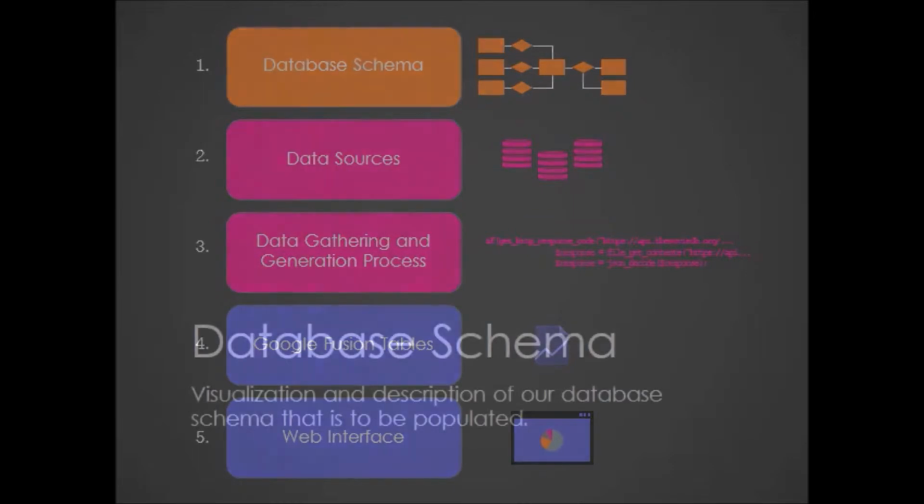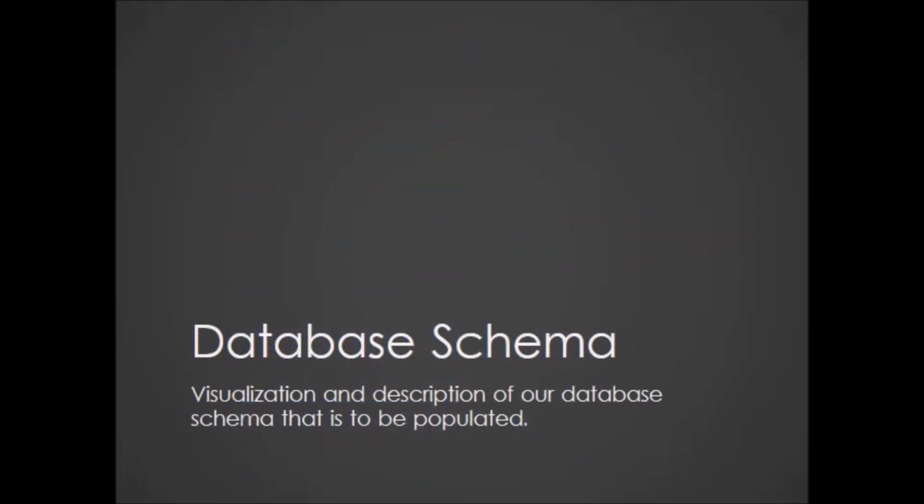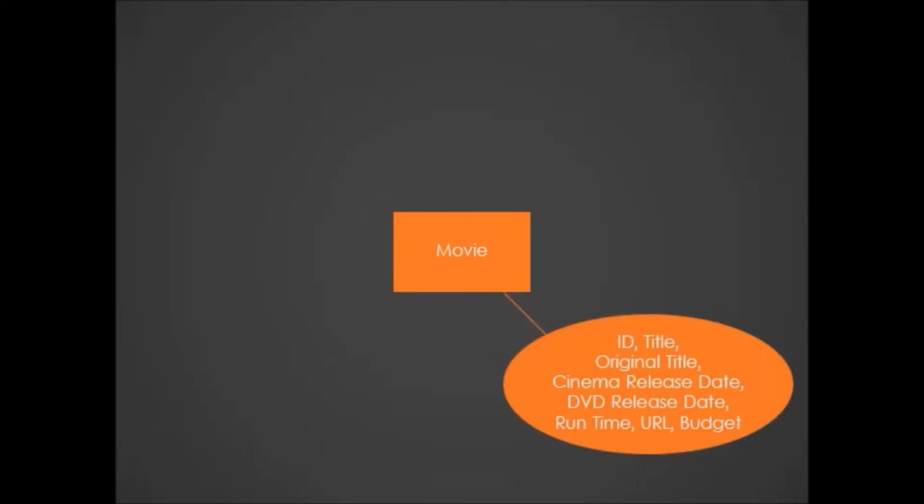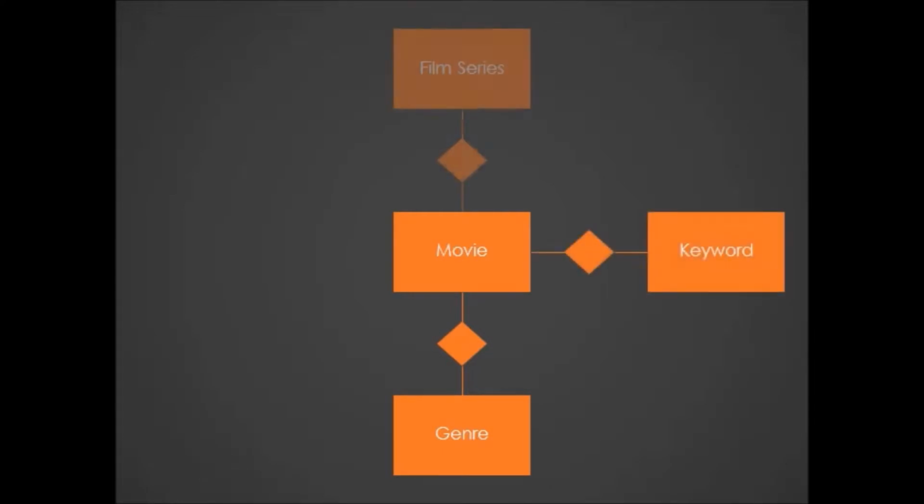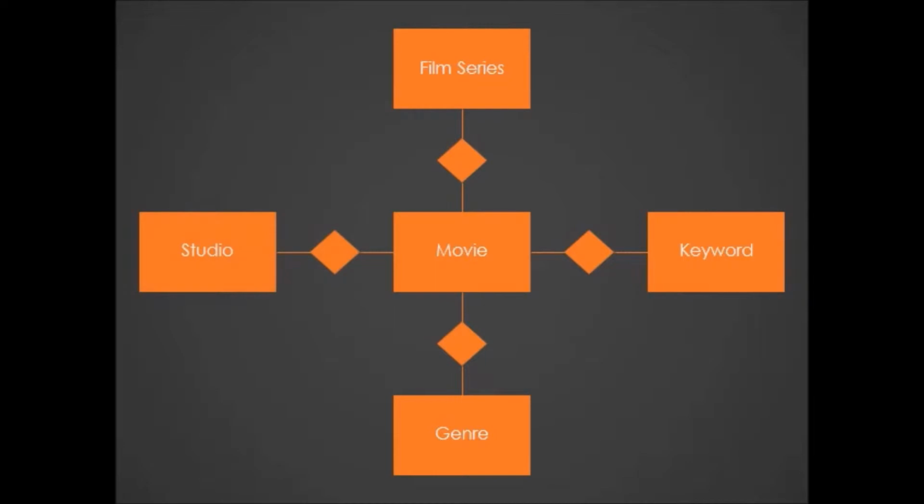So let's start with the introduction into our database schema. The first core entity of our schema is the movie. A movie has numerous attributes, describing it in detail, like its title, but also the release dates and its runtime. Note that we will only show the most relevant attributes in the remaining parts of the presentation. Besides that, each movie can have a set of genres and keywords that can provide further information about the movie. Also, a movie can be part of a film series and is assigned to a studio.